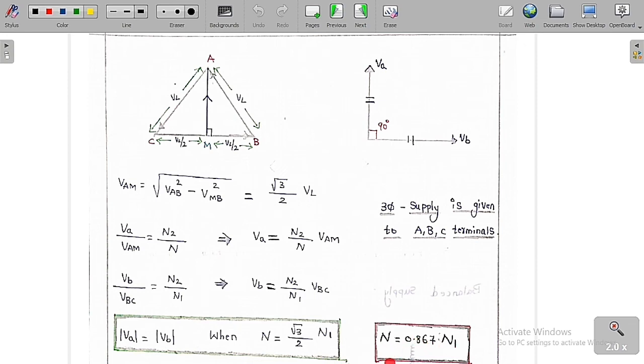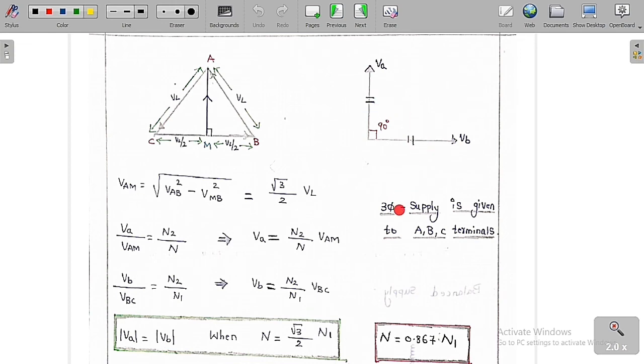So therefore, if the number of turns on the primary of the TZ transformer is 0.867 times N1, where N1 is the total number of turns of the primary transformer, if this is the case, then only are we going to get a balanced two-phase supply.